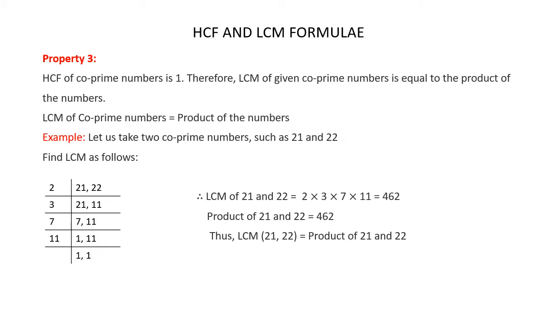So finally, you get the prime factors 2, 3, 7, 11 and 1. So LCM of 21 and 22 is equal to 2 multiplied by 3 multiplied by 7 multiplied by 11, which is 462. Now the product of 21 and 22 is also 462. Thus you found out that LCM of 21 and 22 is equal to the product of 21 and 22. That is, LCM of co-prime numbers is equal to product of the two numbers.